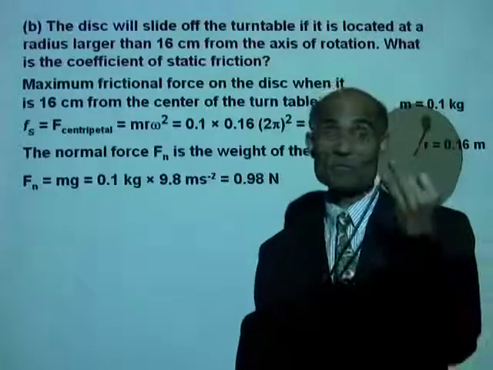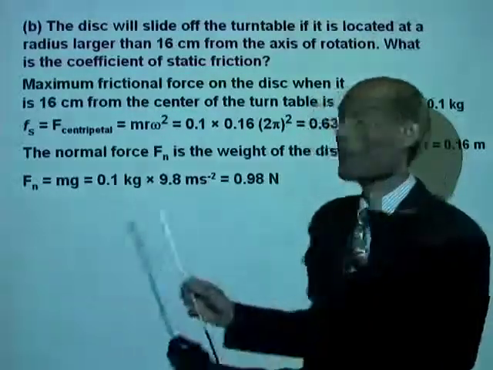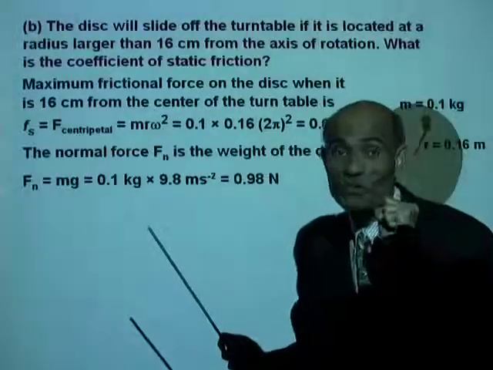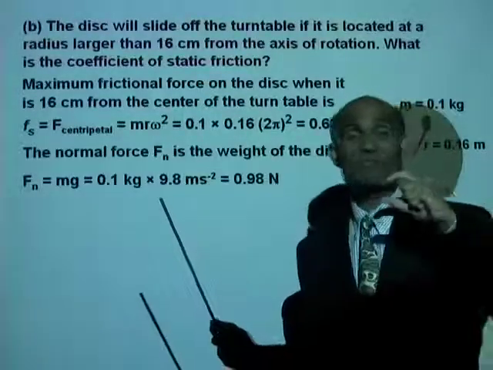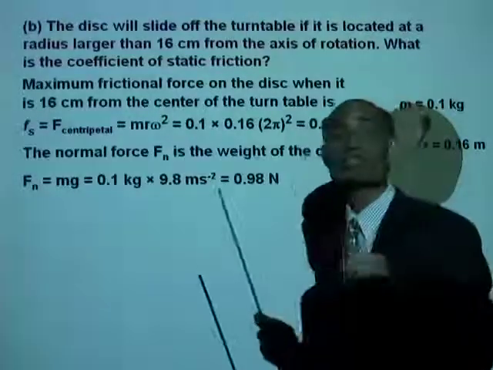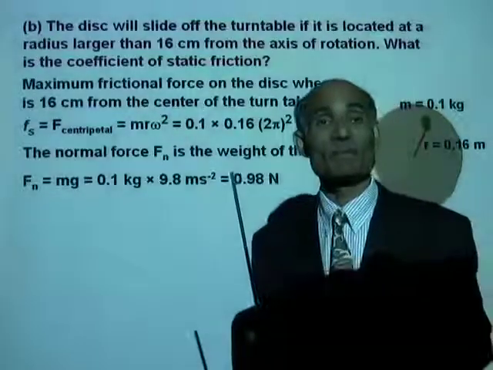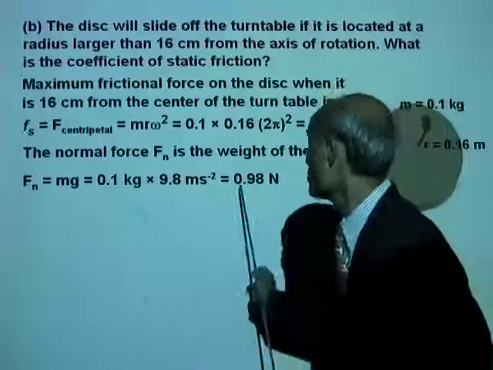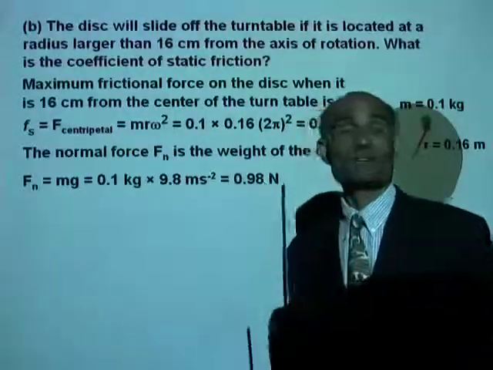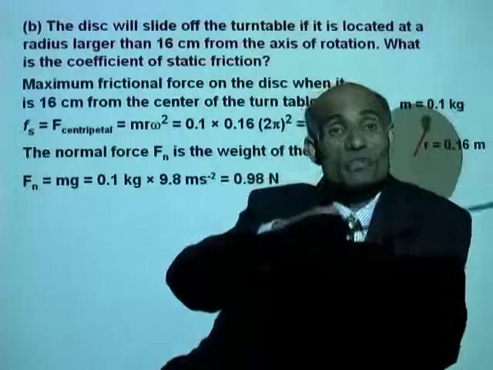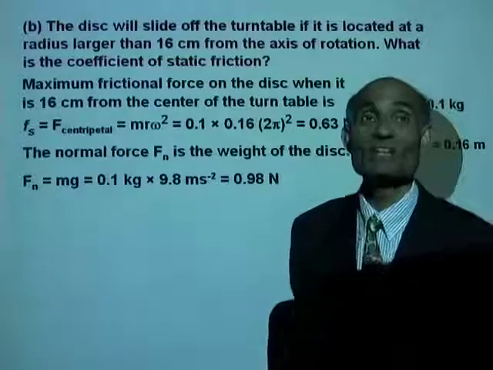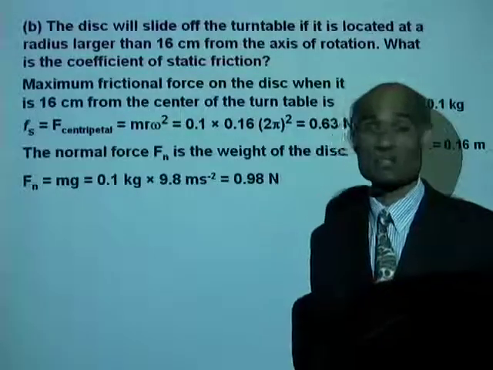So, we have now two important quantities. What are they? We now know that the maximum frictional force between the disk and the turntable is 0.63 Newton, and that is the force of limiting friction. And we know the normal force pressing the two surfaces together. If you know these two quantities, can you calculate the coefficient of static friction?